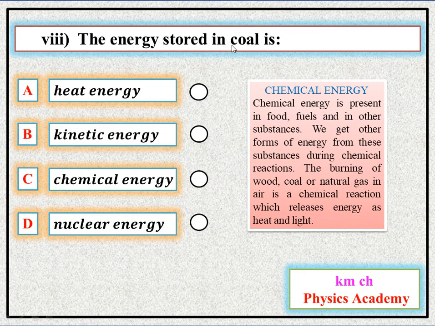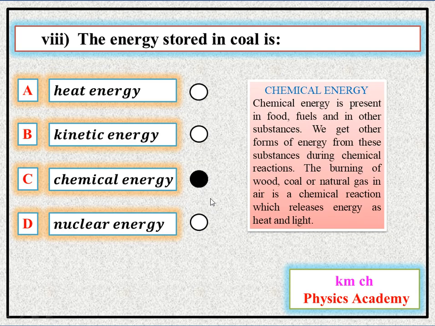The energy stored in coal is. Options are A heat energy, option B kinetic energy, option C chemical energy, and option D nuclear energy. Chemical energy is present in food, fuels, and in other substances. We get other forms of energy from these substances during chemical reactions. The burning of wood, coal, or natural gas in air is a chemical reaction which releases energy as heat and light. So the energy stored in coal is chemical energy. Our option C is correct. So we fill the circle in front of C with black ink.